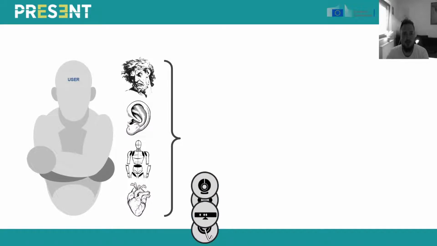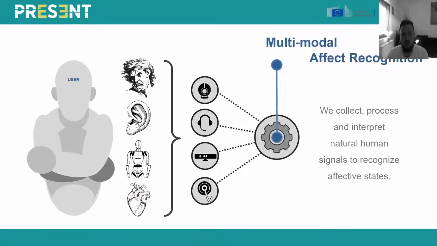The user emits social signals via facial expressions, with his voice, with his body language, and even with his physiological signals. We collect, process and interpret these natural human signals to recognize affective states. And this is done by capturing the human signals with the respective sensory hardware, like for example webcams, microphones, or even sensors attached to your body.